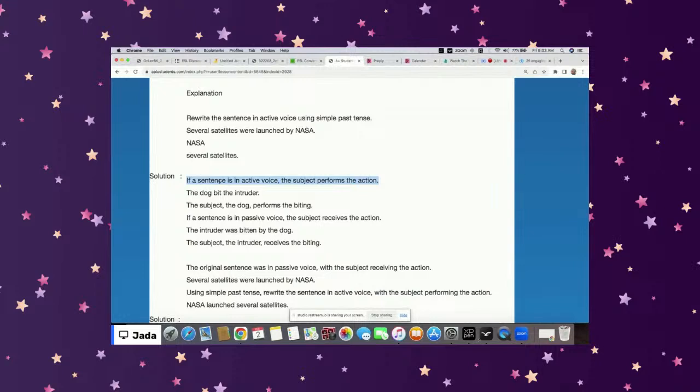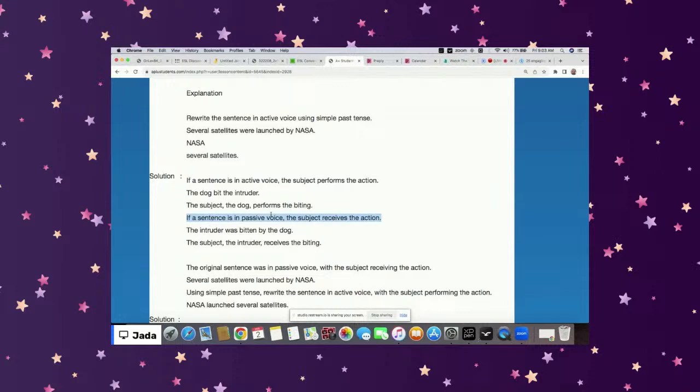Okay? Now, if a sentence is in passive voice, the subject receives the action. When it is in passive voice, the subject will receive the action. Now, the intruder was bitten by the dog. Now, the subject, the intruder, receives the biting. Okay, now it receives the action.